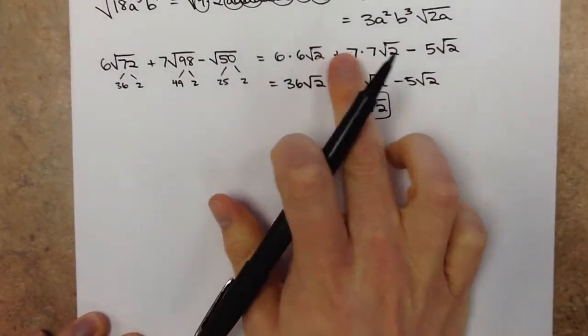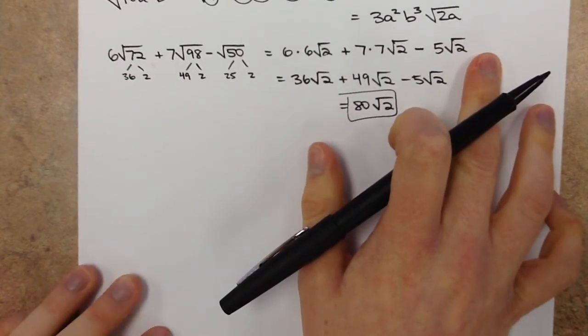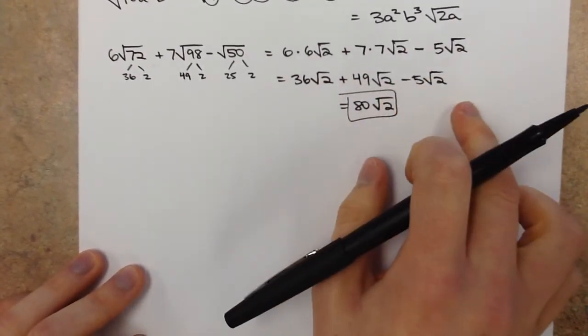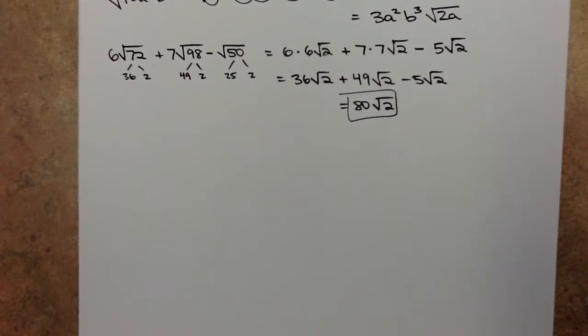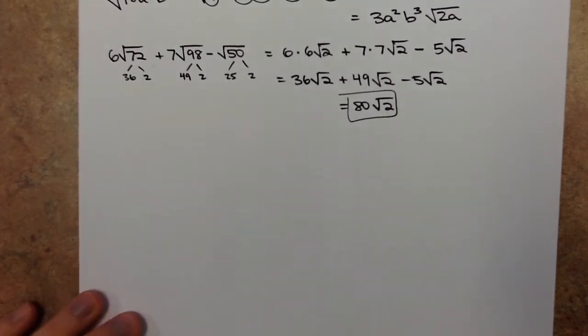Now these ones, they all happen to end up with the same radical part. It's definitely possible that you don't end up with the same radical part. And then that just means that you can't combine all of them. But these ones, you could combine all of them.